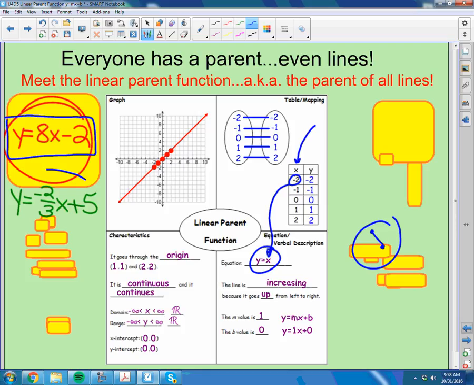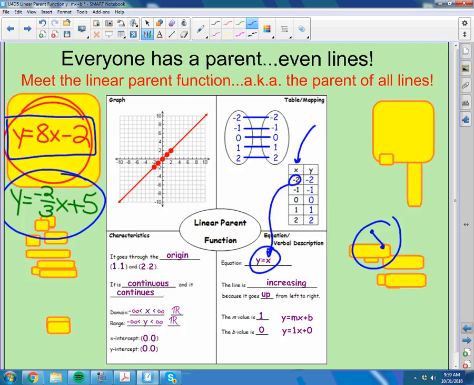What do we know about this? Is it more steep or less steep? It is less steep because the linear parent's going up 1 over 1. This one's going down 2 over 3, so it's more flat. If it's more flat, it's less steep. What about the y-intercept? Is it above or below the linear parent? It's above. In fact, we know exactly where it is. It's exactly 5 above the linear parent. And is it going the same direction or the opposite? It's going the opposite direction.